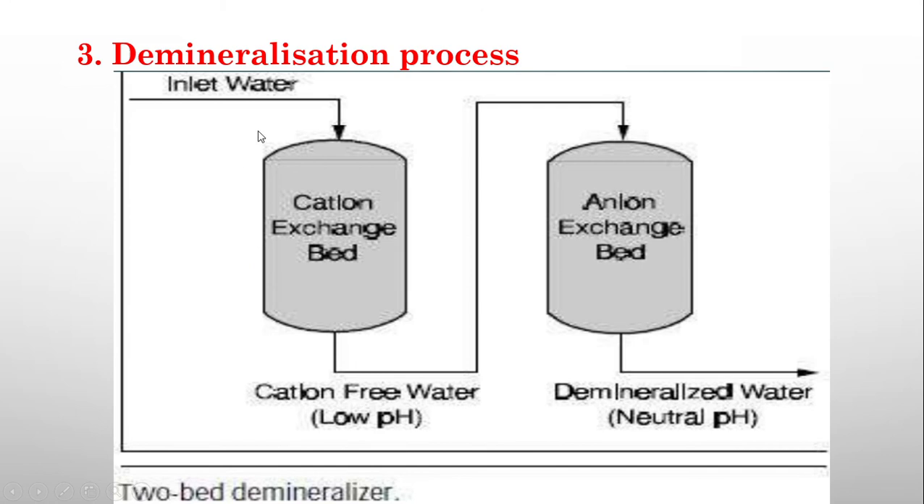And this is the flowchart, the figure showing the demineralization process. Water is allowed to pass through the cation exchange bed, where cation-free water is obtained, and it is then allowed to pass through the anion exchange bed, where demineralized water or neutral pH water is formed. So when it was here, the water was hard. After going through all these processes, it will become soft water.